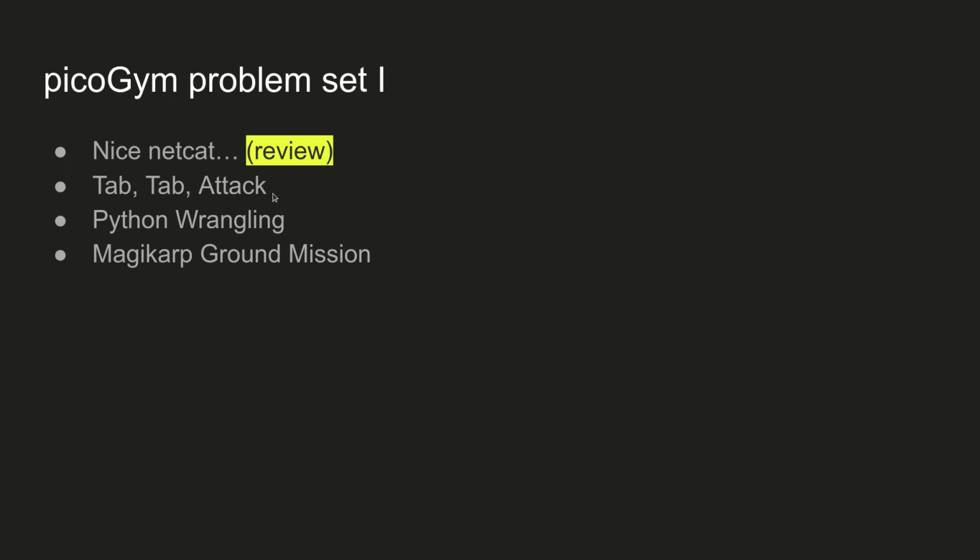So here's the first problem set. Nice netcat, which would be somewhat of a review. Tab attack, Python wrangling, and Magikarp ground mission. Good luck.